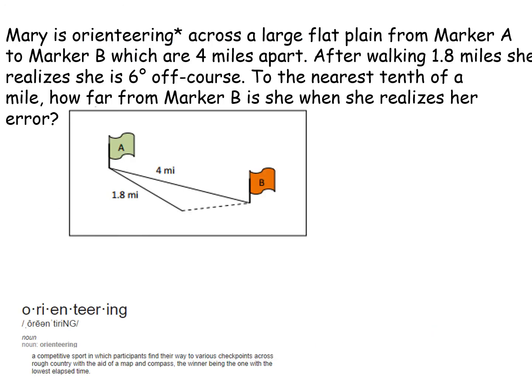All right, let's take a look at a couple of word problems and see how we can work through a word problem. So Mary is orienting across a large flat plane from marker A to marker B, and it says on the bottom, orienting is a competitive sport in which participants find their way to various checkpoints. After walking 1.8 miles, she realizes she is 6 degrees off course. To the nearest tenth of a mile, how far from marker B is she when she realizes her error?